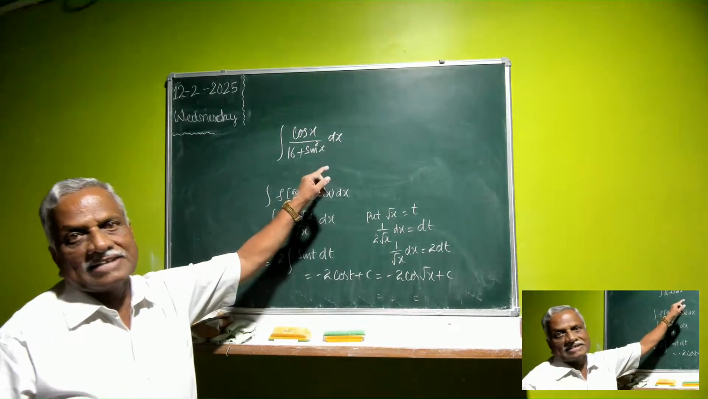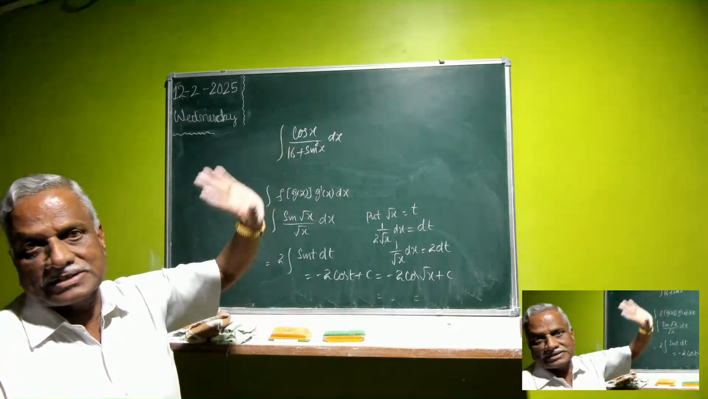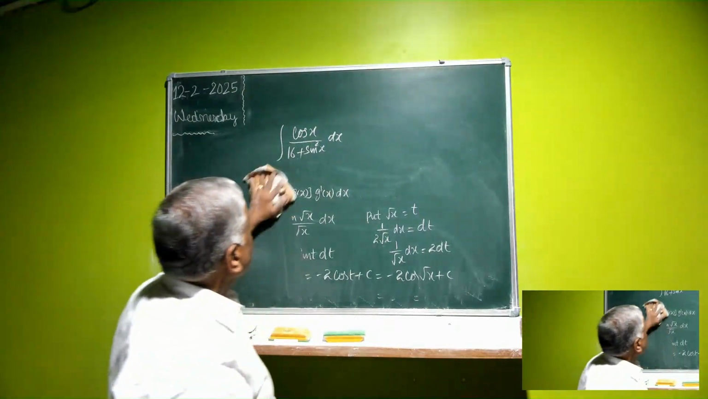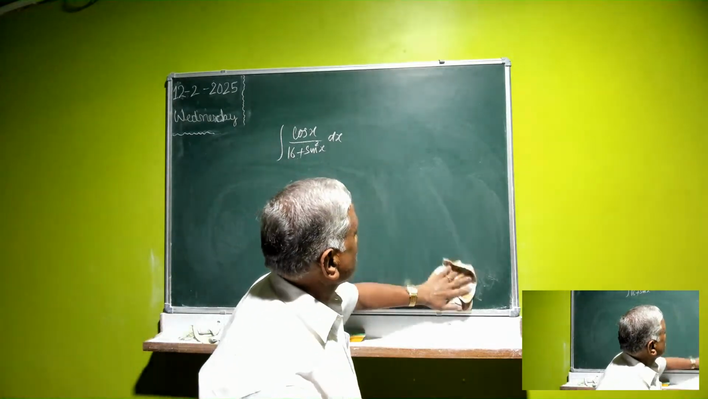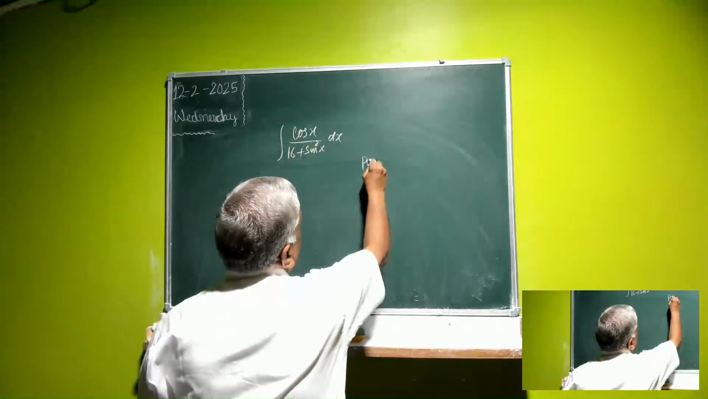Here, if I take 16 plus sin square x and differentiate, I'm going to get sin 2x. Sin 2x is not there in the numerator, we got only cos x. So you should realize on differentiation I should get cos x. Therefore, I must choose sin x as t. So put sin x equals t.